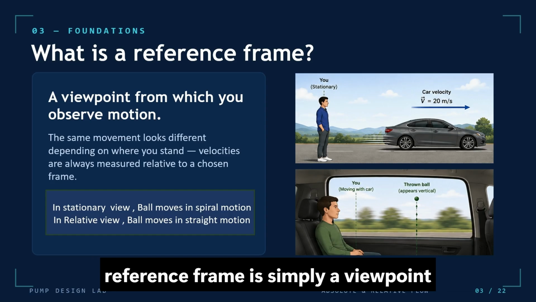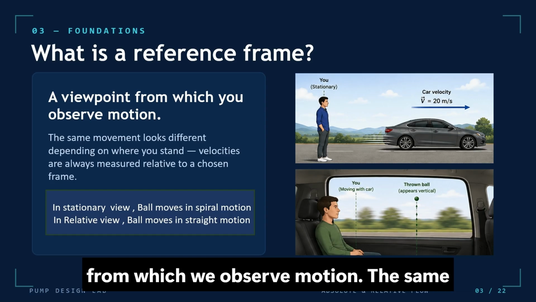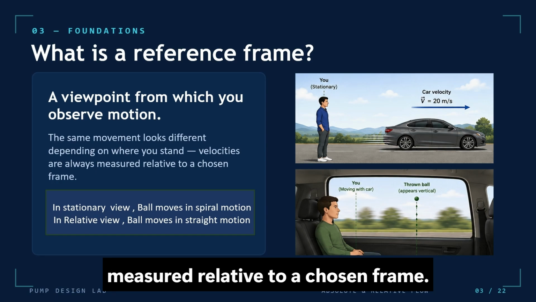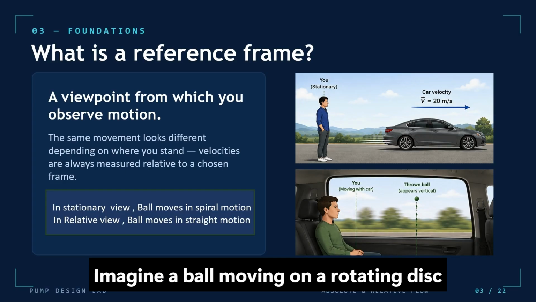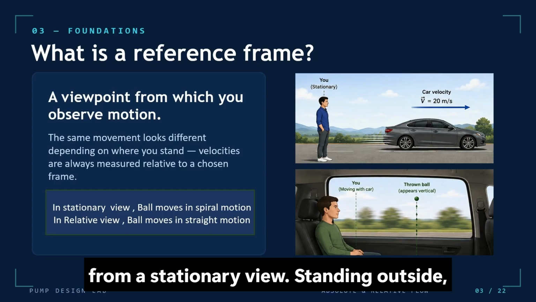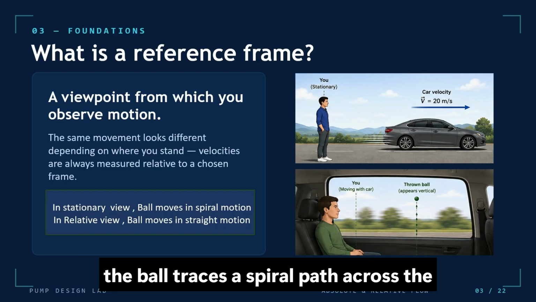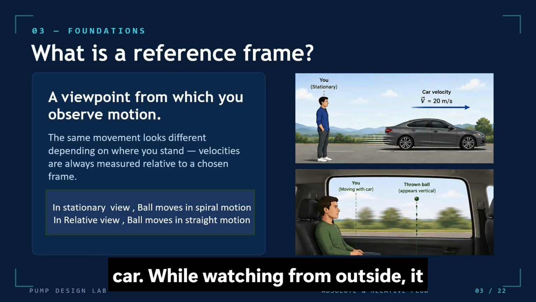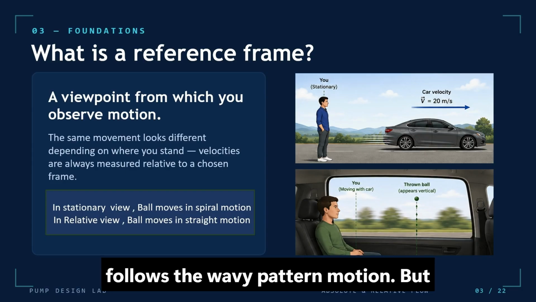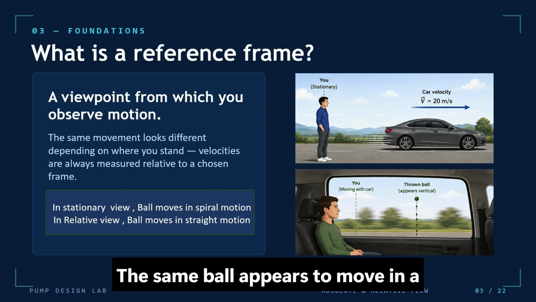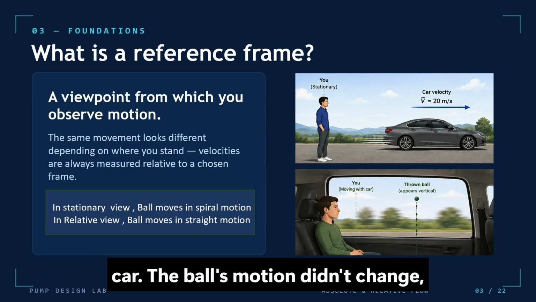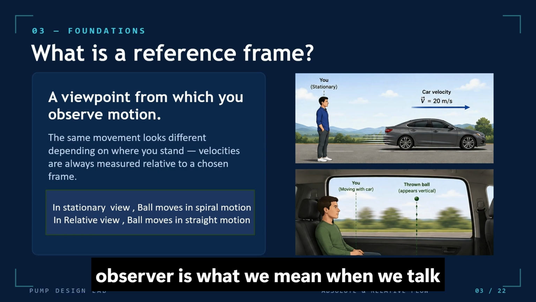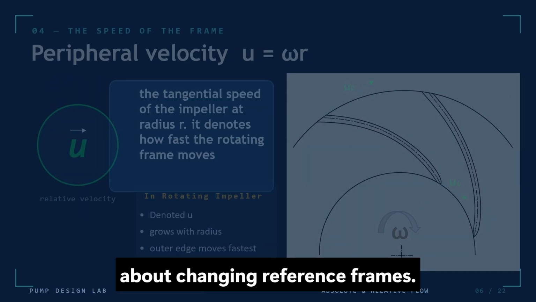Reference frames. So what is a reference frame? A reference frame is simply a viewpoint from which we observe motion. The same movement can look different depending on where you stand. Velocities are always measured relative to a chosen frame. Imagine a ball moving on a rotating disc. From a stationary view, standing outside, the ball traces a spiral path across the disc. Or think of a ball tossed inside a car. While watching from outside, it follows a wavy pattern of motion. But the same ball appears to move in a straight path when watching inside the car. The ball's motion didn't change. Only the observer changed. That change of observer is what we mean when we talk about changing reference frames.